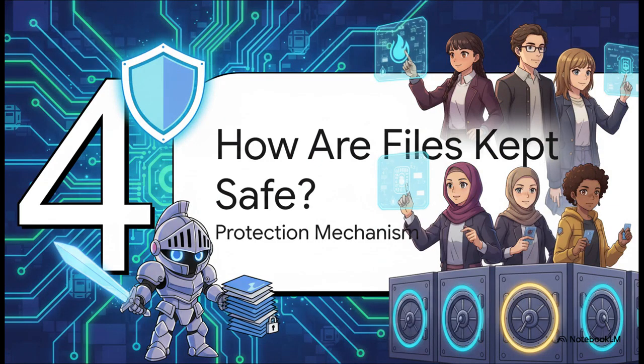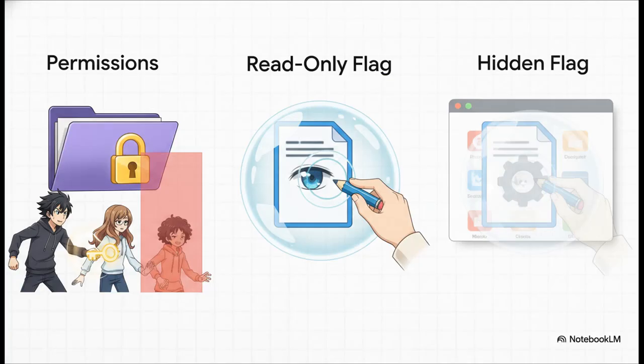With all this data constantly being created, changed, and moved around, how do our computers protect it all from accidental or even intentional harm? Let's take a look at the built-in safety nets. So operating systems have a few layers of protection. Permissions are like the bouncer, controlling who can do what. A read-only flag is basically a do not touch sign that prevents accidental changes. And that hidden flag? That's used to tuck away really critical system files so we don't accidentally delete something important and break the whole computer.